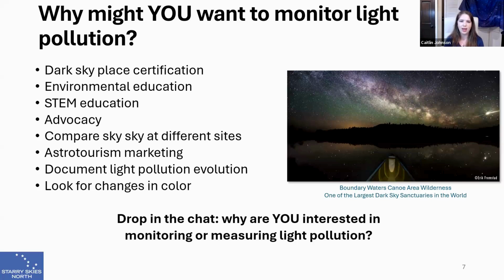You can compare the night sky, not the sky guides, the night sky at different sites. I don't know how many times I've gotten a text from somebody that says, hey, the aurora are happening. Where's a really good dark sky place to go see the aurora tonight? And this is a really great way to be able to point them to and say, hey, the sky at this park is X amount darker or brighter than the sky at this park. So it's a really great way to compare different sites.